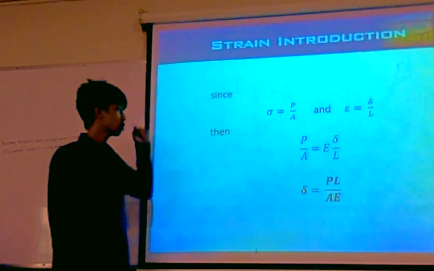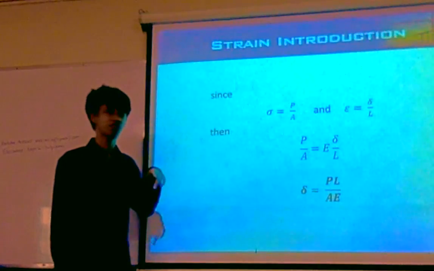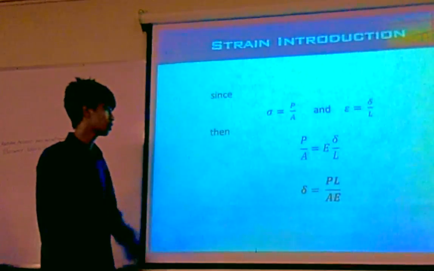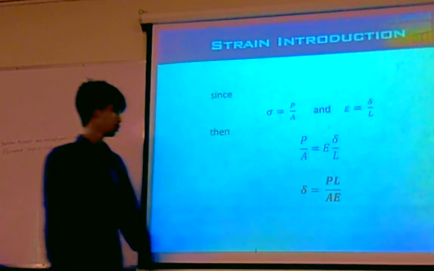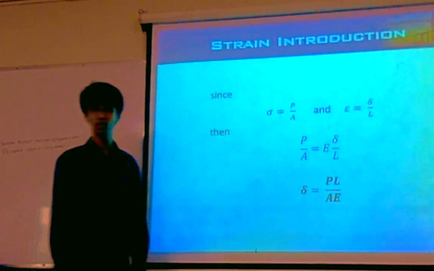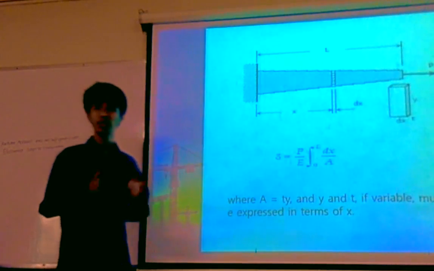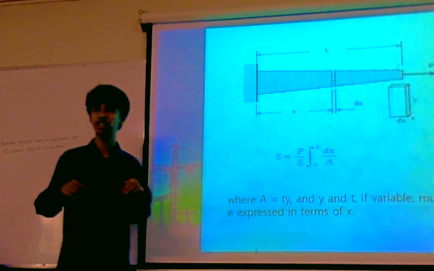Since the stress is equal to force over area and the strain is equal to the deformation over the original length, by substituting the values into the equation earlier, we get this final formula for the deformation, which is force times length over cross-sectional area times the modulus of elasticity. But that only applies if it has a uniform cross-sectional area.